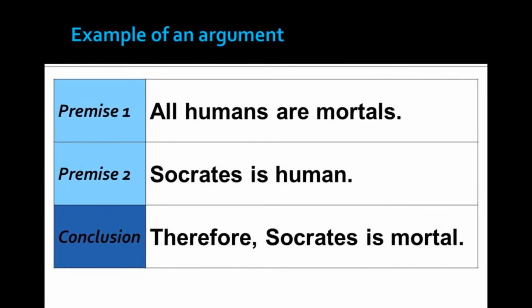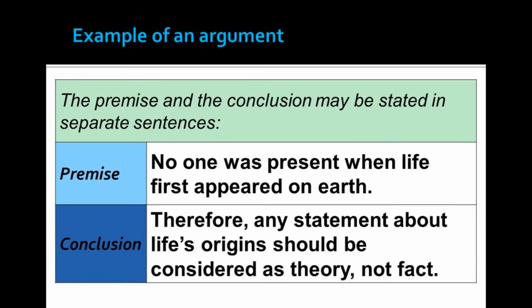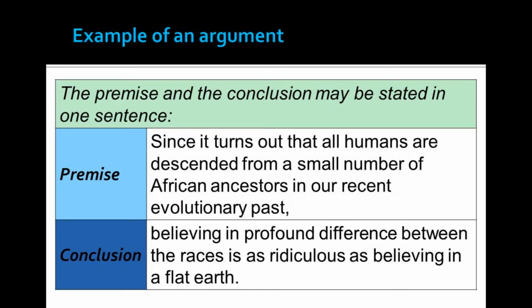on the two premises. In our ordinary discourse, the premise and the conclusion are stated in separate sentences, as in this example. So you may claim, any statement about life's origin should be considered as theory, not fact. But you add, in support of that, because no one was present when life first appeared on earth. Arguments may not always be stated in 3 or different sentences. It may be in one sentence.